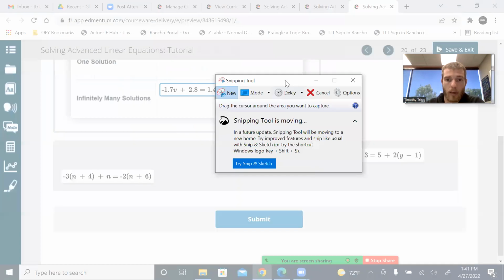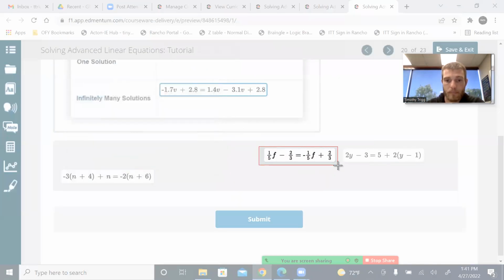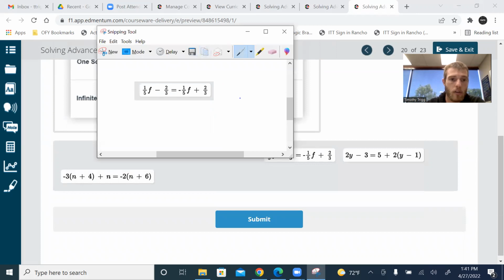Let's go ahead and work out the next one here. So this one's case has fractions. Now, if you know me, you know I'm not a big fan of fractions, so I like to get rid of them. You can get rid of all the fractions in your equation by multiplying every term by the lowest common denominator. In this case, when I look at my denominators, I've got fifths and I've got thirds.